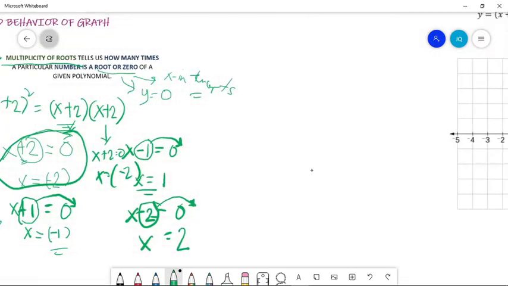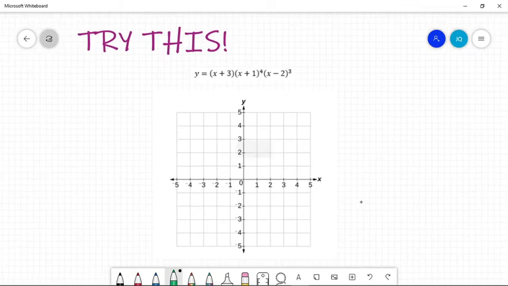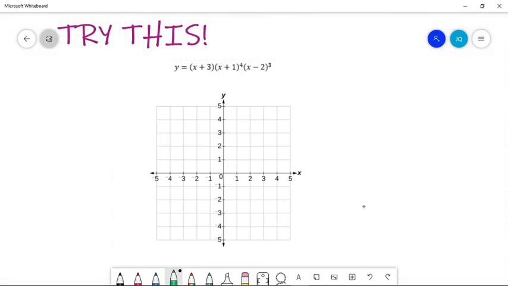Okay, now let's try this to test whether we have really understood. I have here a given: y equals x plus 3 times the quantity x plus 1 to the power of 4 and the quantity x minus 2 to the power of 3. So how many factors are there? 1, 2, 3. There are 3 factors, and as you can see, there are exponents. Again, the exponents tell us the multiplicity of the roots of the given polynomial function, okay?